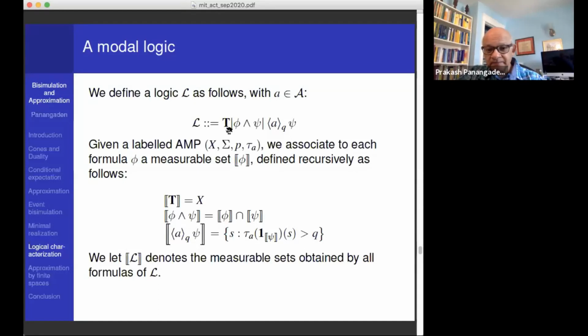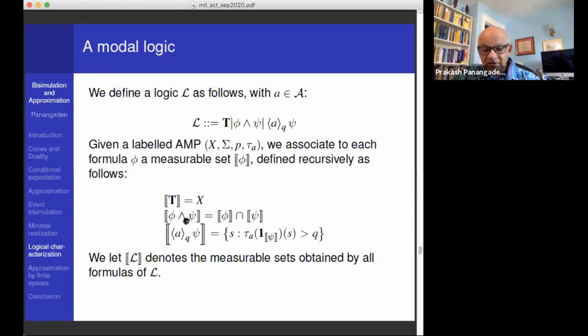True is a formula. The conjunction of any two formulas is a formula. And then there's a modal formula like this, which is annotated with an action of the transition system together with a rational number between 0 and 1, which we've written as Q. And the way you think of this is that we'll say a state satisfies a formula in the traditional sense. So any state satisfies the formula true. So the set of states that satisfy true is simply the overall space.